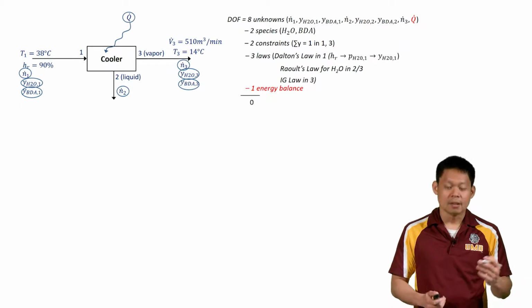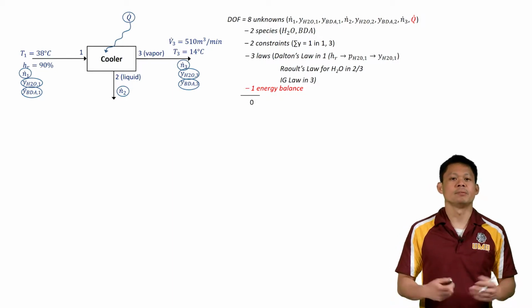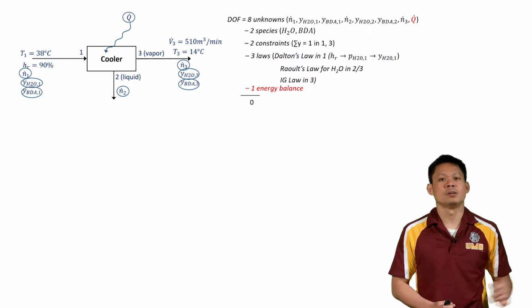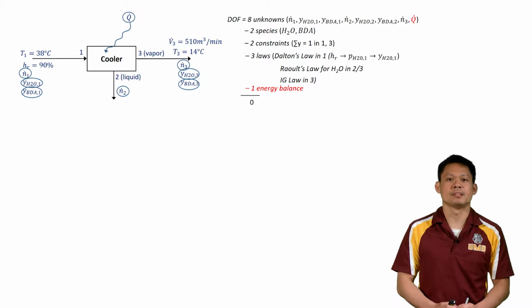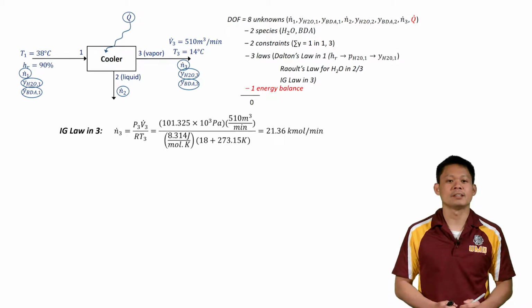We're going to solve the ideal gas law, we're going to solve Raoult's law for water, and we're going to use Dalton's law for stream 1. From there, we're going to do our balances, and that should solve the entire problem. That's actually an almost identical example that we have done earlier in this class. So let's go ahead and start with our ideal gas law in 3.